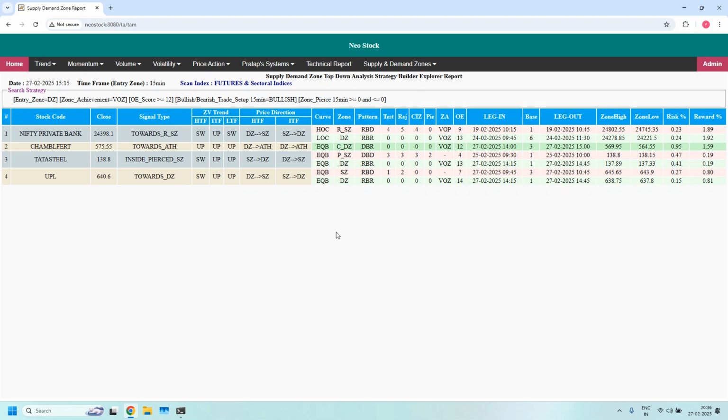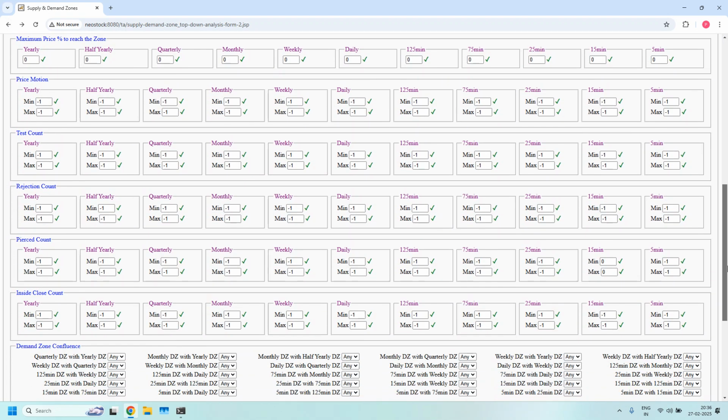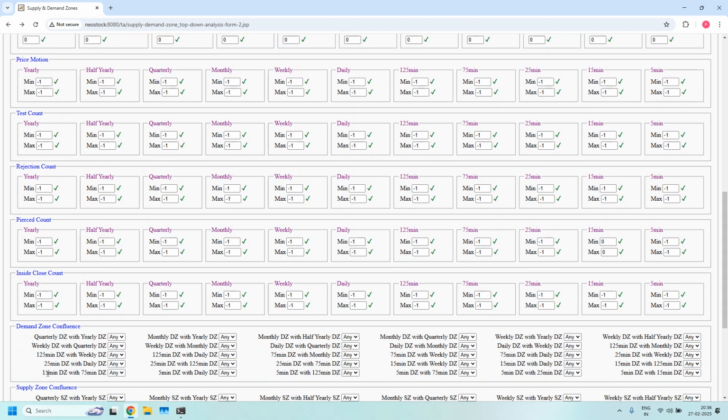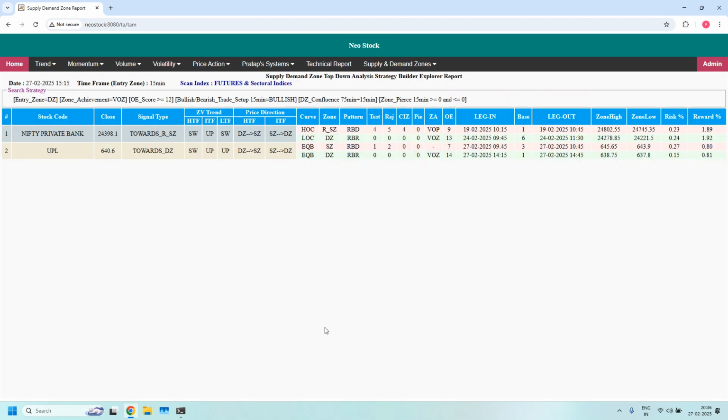Let us verify. Let us check first LTF and ITF demand zone confluence, that is 15 minutes and 75 minutes demand zone confluence. I am enabling the filter. With this filter, 2 stocks are filtered. So that means in these 2 stocks, these 15 minutes demand zones are overlapped with the 75 minutes demand zone, and the 75 minutes trend is uptrend.